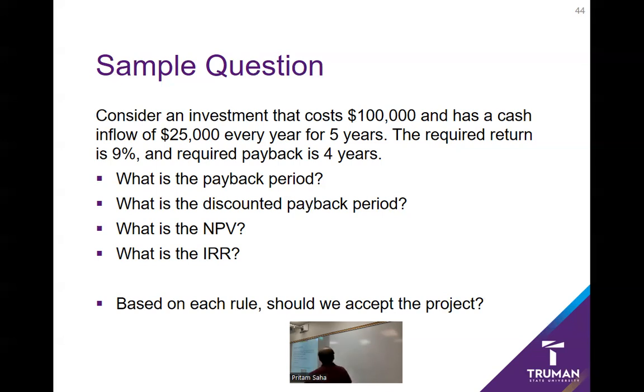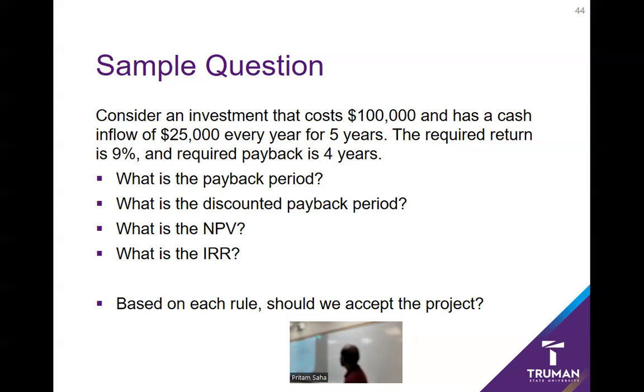So let's think about the cash flow first. So today 100, and then 25 for years 1, 2, 3, 4, 5, right?